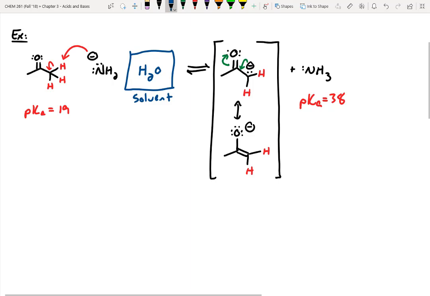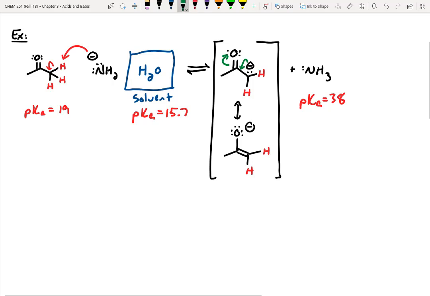Why? Okay, the pKa of water, in this case it's our solvent, is 15.7. What's the problem then? Water is more acidic than the thing we're trying to deprotonate. It's going to get deprotonated before acetone ever gets protonated.